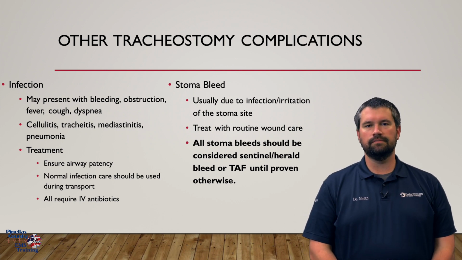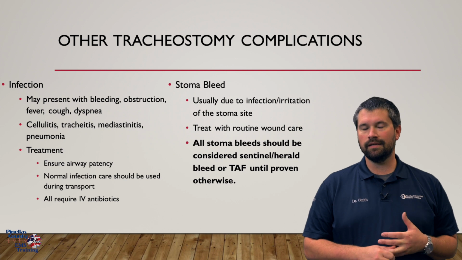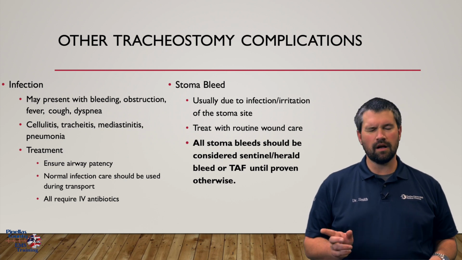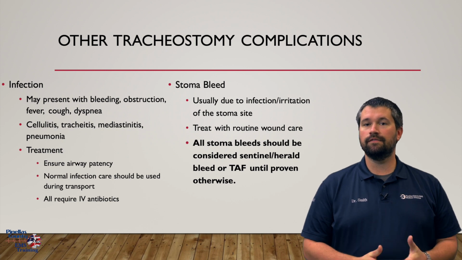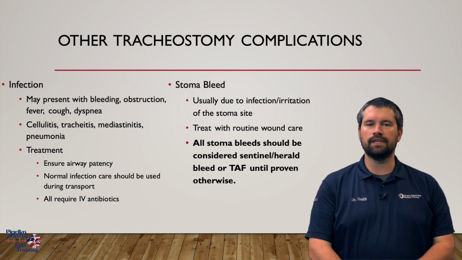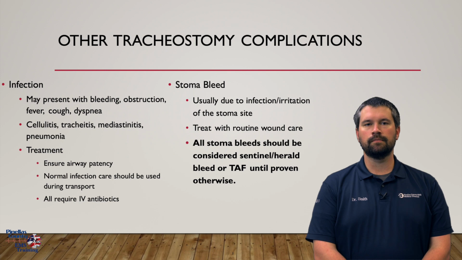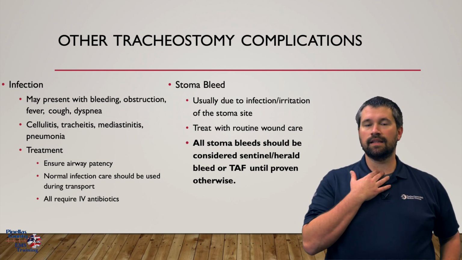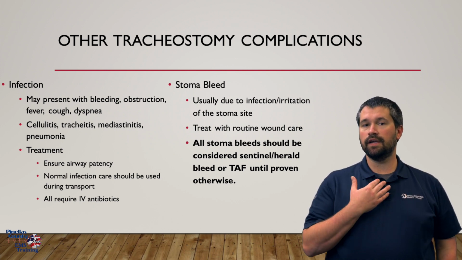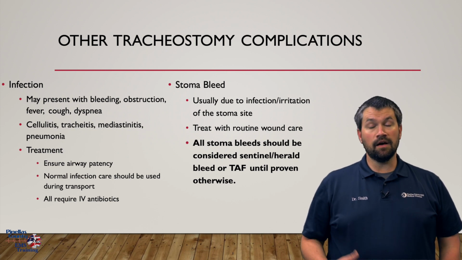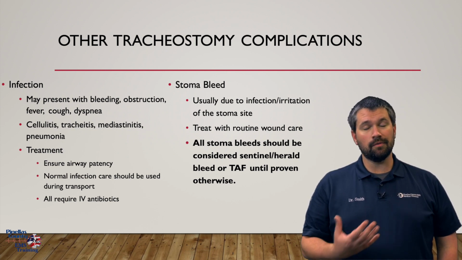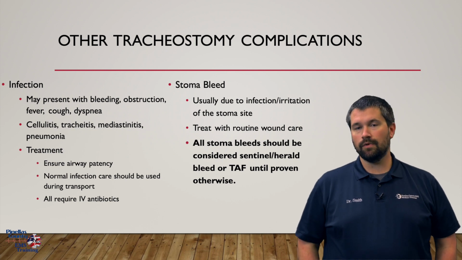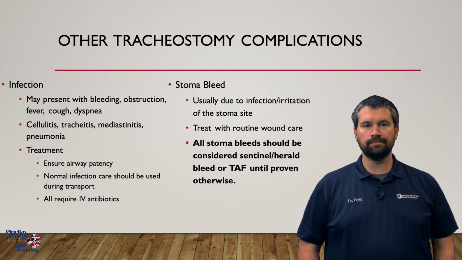First off is infection. They can present with slight bleeding, again, not tracheoarterial fistula, but always wonder if this is a sentinel bleed. They could also have obstruction of the tracheostomy, fever, cough, shortness of breath, the common things we see with a respiratory infection. Infections could be localized to the skin like a cellulitis. They could have infection in the trachea, tracheitis. Unfortunately, it could present even worse and have an infection in the middle of the chest around the heart called mediastinitis, which is very dangerous. Or they could have a general pneumonia.